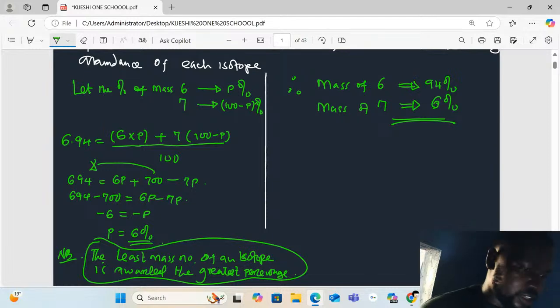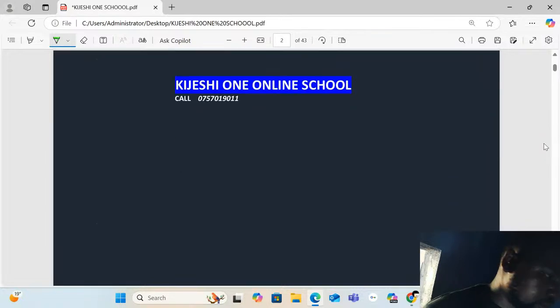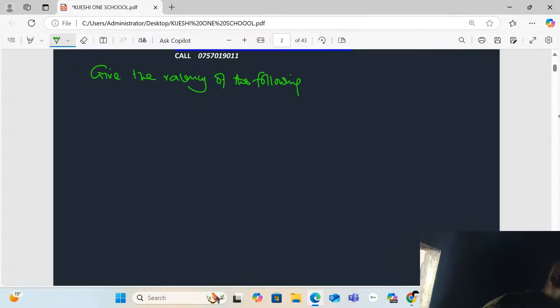Then now we can move on to the subject of the day, where we were to talk about valencies. And therefore, we know that we have different valencies of elements. For example, if you are told, give the valency of the following ions.